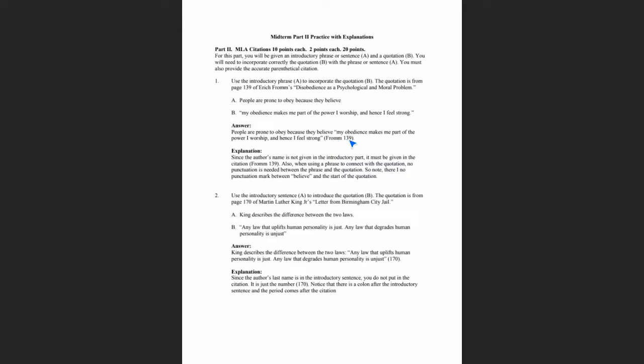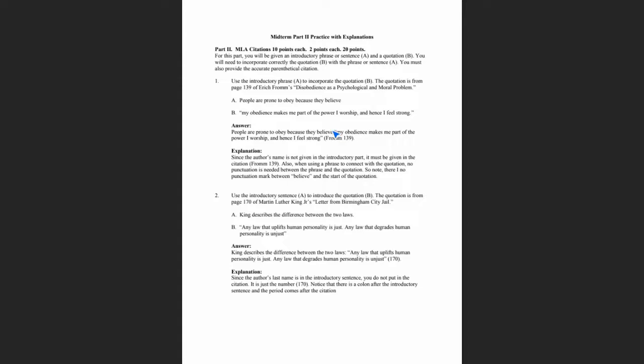But I've also given another document where I've given the answers with explanations. So we'll pull this up and take a look. Here, same questions from the last sheet. This is what the answer would look like. People are prone to obey because they believe, open quotation marks, my obedience makes me part of the power I worship, and hence I feel strong, close quotation marks, open parentheses, author's last name, page number, close parentheses, period.